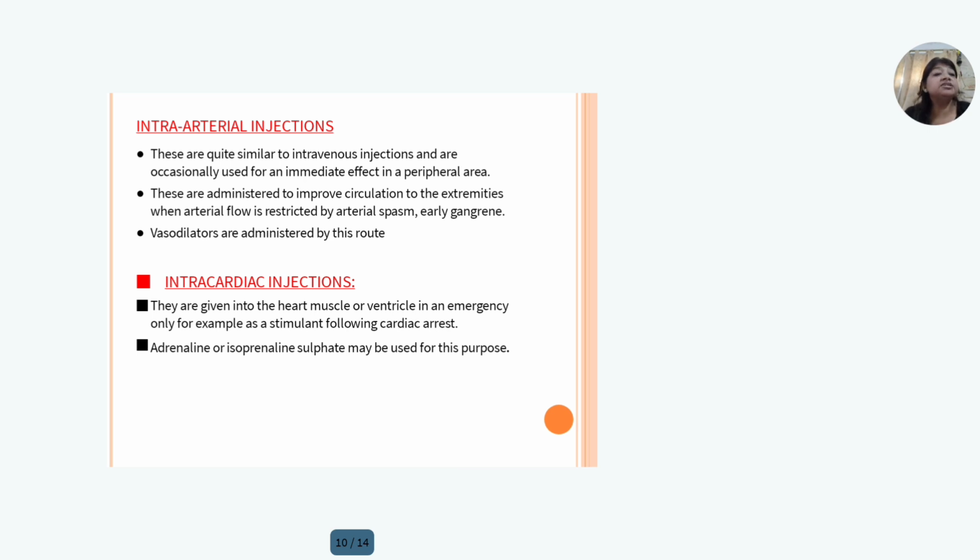Then comes intracardiac. Intracardiac means it is directly given into the heart muscle. So the heart muscle is generally in spasm, or it is given in cardiac arrest. Adrenaline, isoprenaline sulfate are used for this purpose. So directly this parenteral preparation is administered in the cardiac muscle.